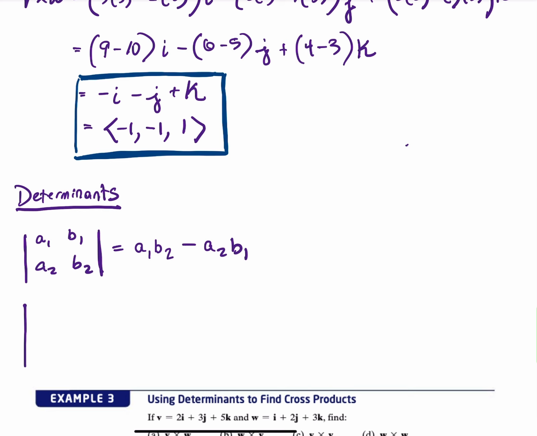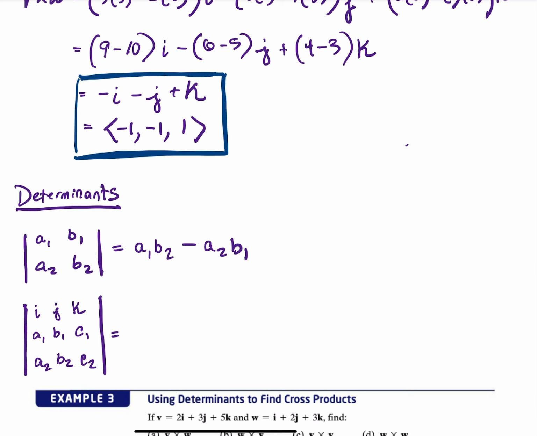So if I do the same thing, now I'm going to have 3 rows. In the first row, we're actually going to place our i, j, and k unit vectors. And then the second row will be our first vector. We'll call that A1, B1, C1. And then our third row will be our second vector. So we can say A2, B2, C2. So to take this determinant, it's a little bit more involved.